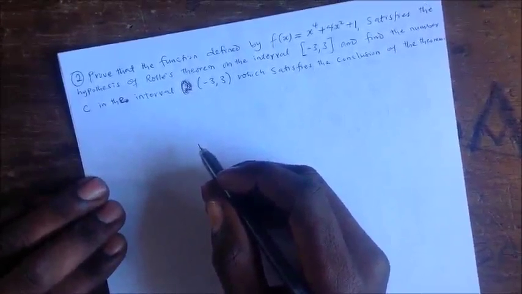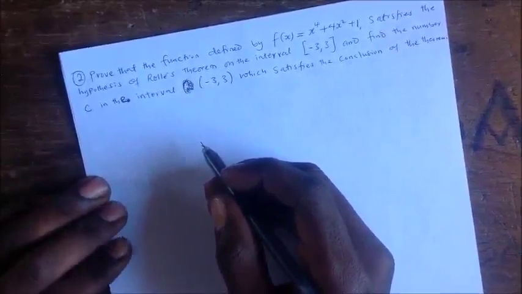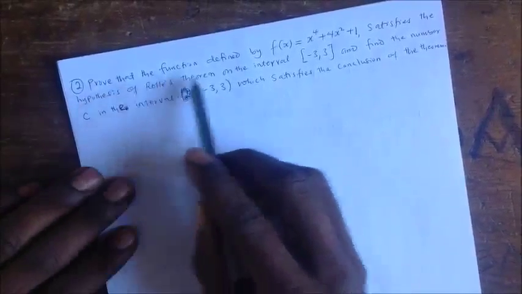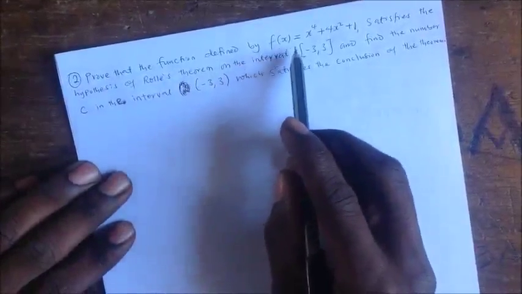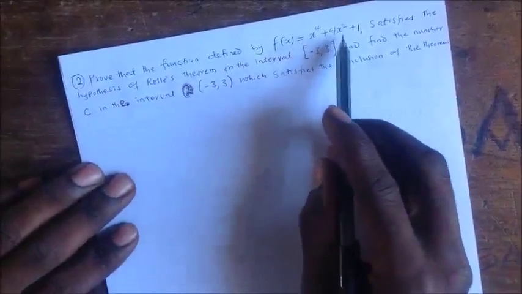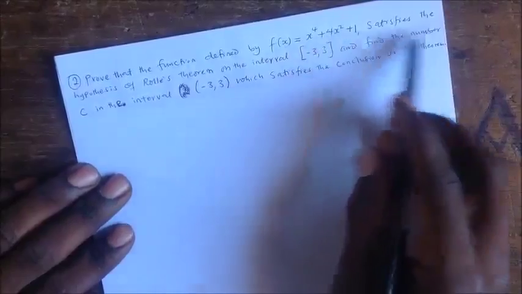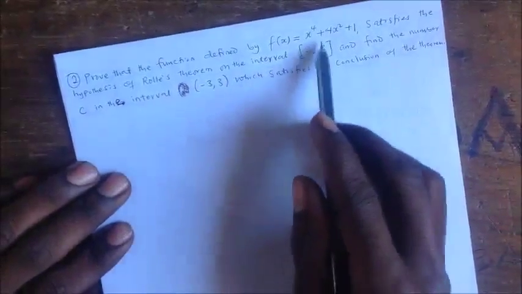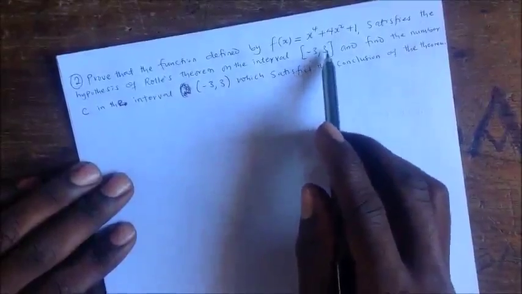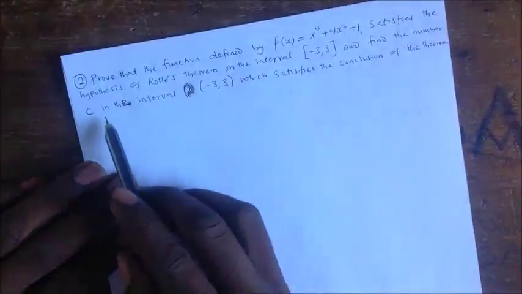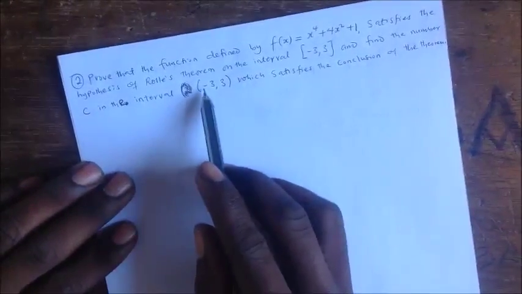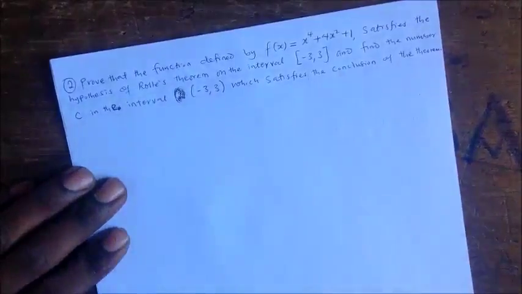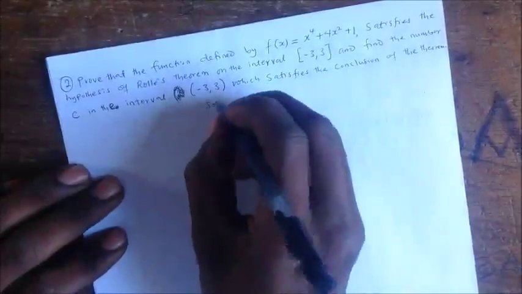We will be solving another example on Rolle's theorem. The question says, prove that the function defined by f of x is equal to x to the power of 4 plus 4x squared plus 1 satisfies the hypothesis of Rolle's theorem on the closed interval minus 3, 3, and find the number c in the open interval minus 3, 3, which satisfies the conclusion of the theorem. So, solution.